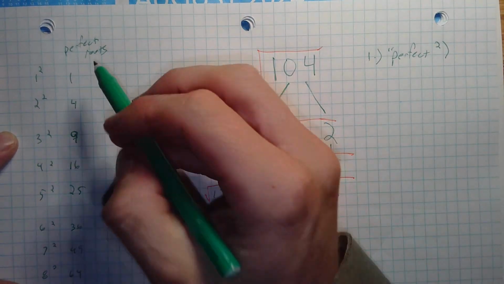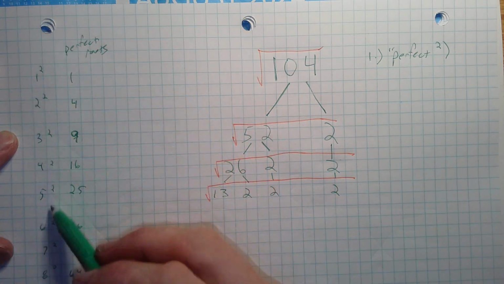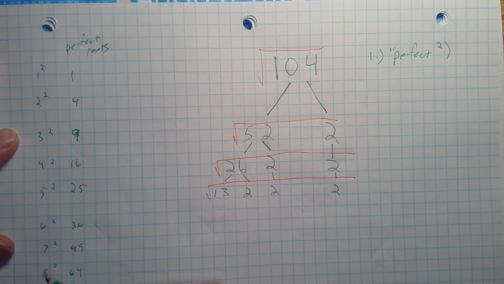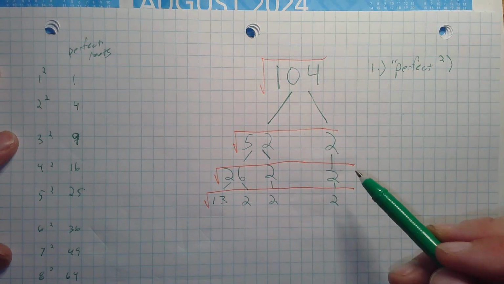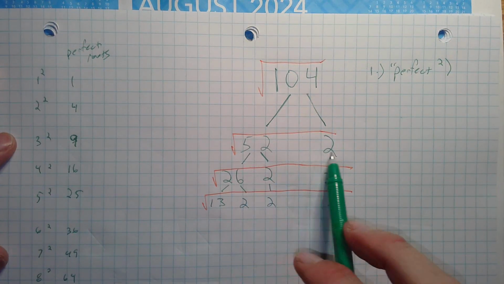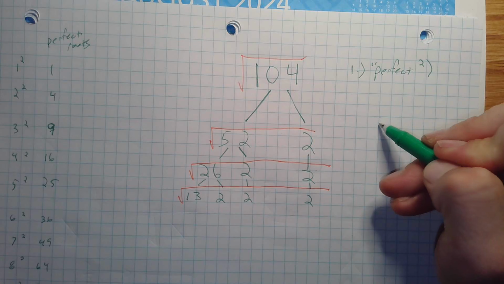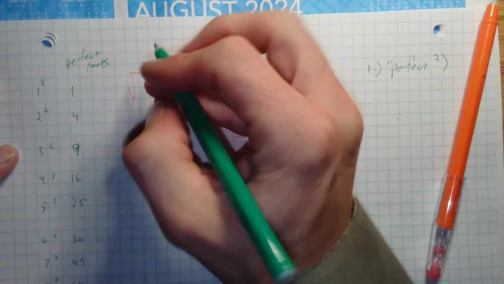I can pull this perfect root out as its square. So if I found a 4, I could pull out a 2, and then the 4 would go away. But I don't really have that in here. Say I had, here's an example of that, the square root of 8 in here.